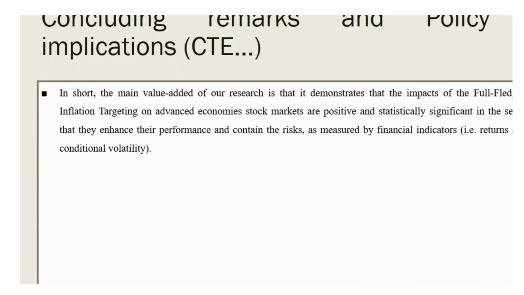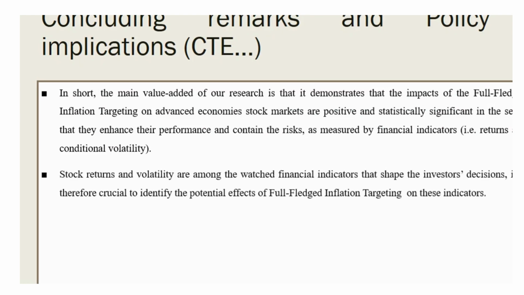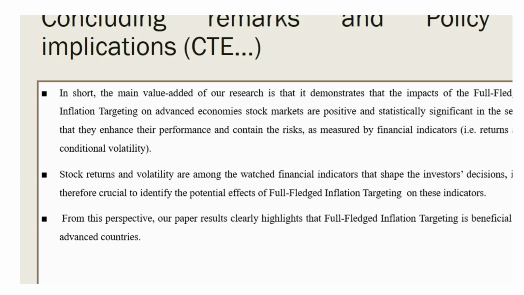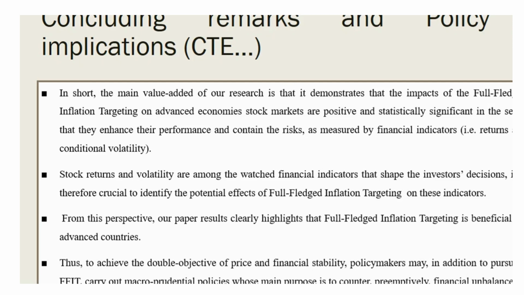In short, the main value added of our research is that it demonstrates that the impact of full-fledged inflation targeting on advanced economies' stock markets is positive and statistically significant, in the sense that it enhances their performance and contains risks as measured by financial indicators, namely returns and conditional volatility. Stock returns and volatility are among the most closely watched financial indicators that shape investors' decisions. It is therefore crucial to identify the potential effects of full-fledged inflation targeting on these indicators. From this perspective, our paper's results clearly highlight that full-fledged inflation targeting is beneficial for advanced countries. Thus, to achieve the double objective of price and financial stability, policymakers may, in addition to pursuing full-fledged inflation targeting, carry out macroprudential policies whose main objective is to counter preemptively financial imbalances.